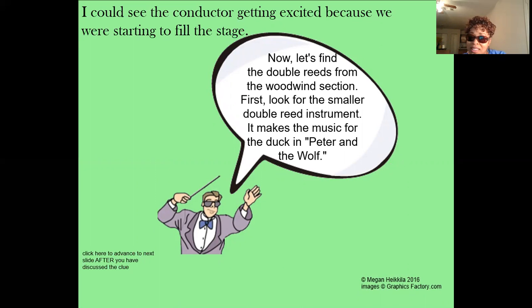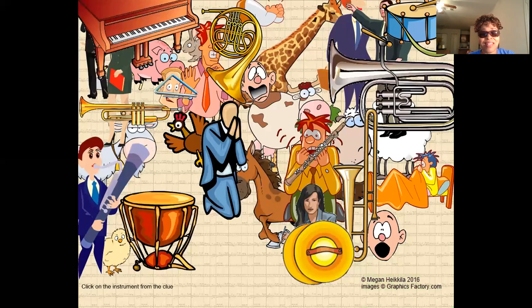Here's our next secret message. It says, now let's find the double reeds from the woodwind section. First, look for the smaller double reed instrument. It makes the music for the duck in Peter and the Wolf. We've not talked about single and double reeds, but no worries. I got you covered, detective. All you need to do is remember what instrument represented the duck in Peter and the Wolf. Can you remember? If you said the oboe, you are correct, my friend.